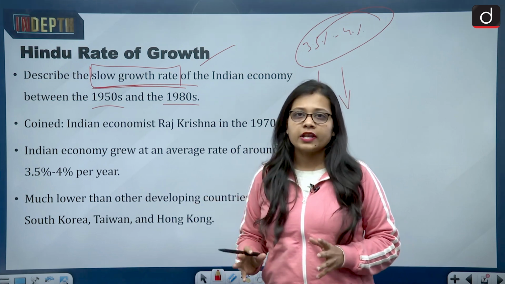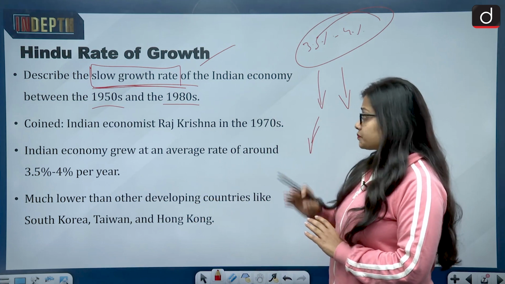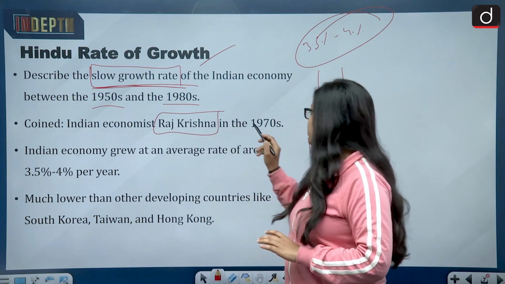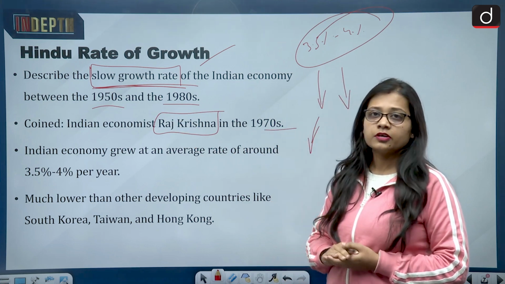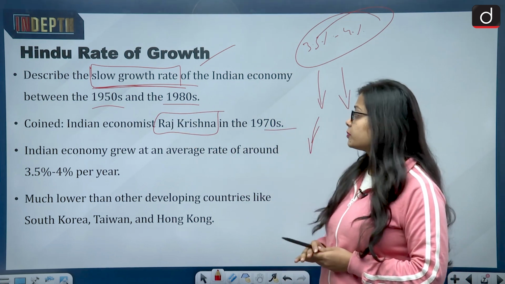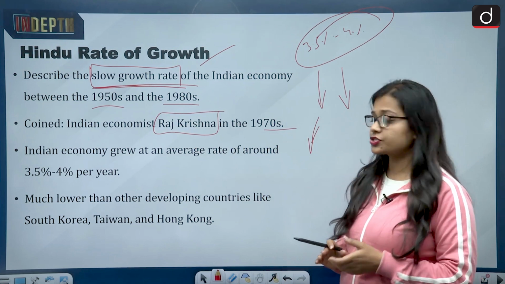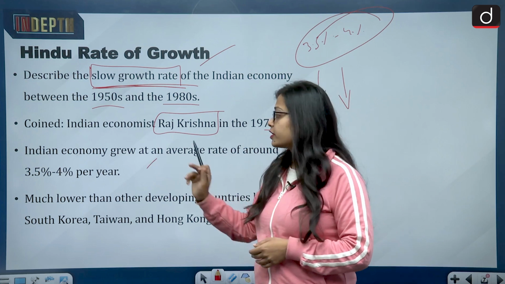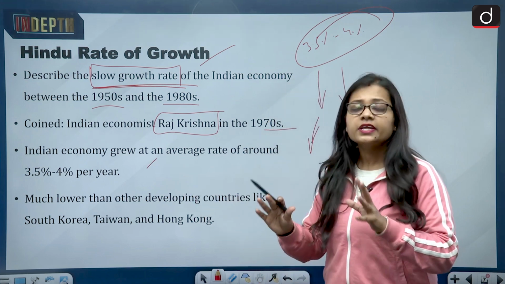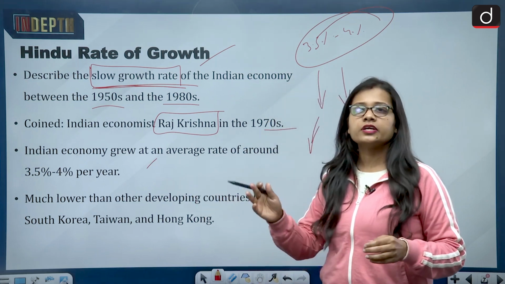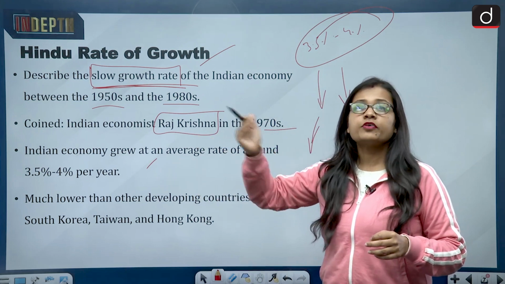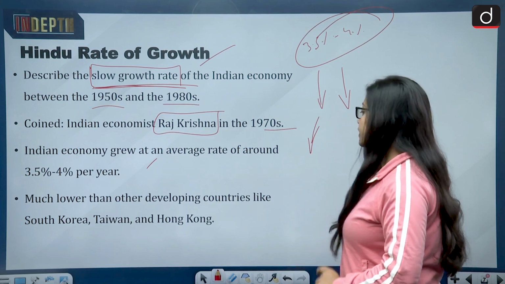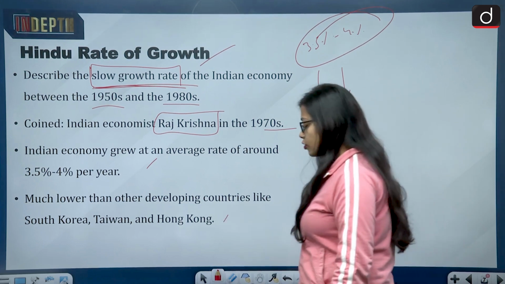So there were a few features and components of the economy which, when integrated together, were not able to perform well. And the term was coined by the Indian economist Raj Krishna during the 1970s. So the term Hindu growth rate has been coined by Indian economist Raj Krishna. And the Indian economy grew at an average rate of around 3.5 to 4%. So basically it means the slow growth rate, while on the other hand Hindutva growth rate means fast growth rate. Then it is much lower than other developing countries like South Korea, Taiwan and Hong Kong.